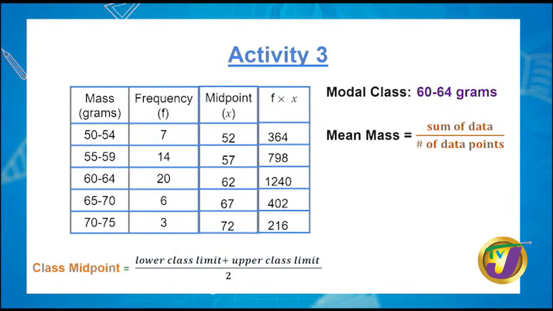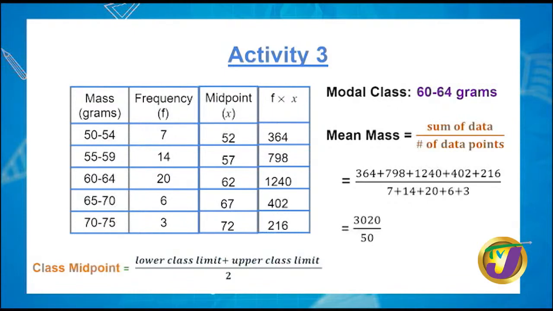So we still need to find the sum of the entire data set. Yes, we need to go about doing that. So we'll just add up the values from our F times X column. And we already know that the number of carats is 50, but we're still adding the frequency to show that it is 50. And when we do the division, we are getting approximately 60.4.